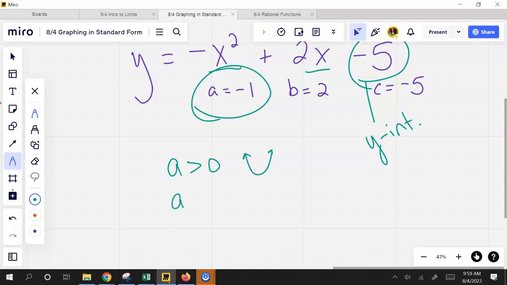But if a is negative, so less than 0, what do you think is going to happen to my graph? Upside down. It's going to be a sad parabola, right? It's going to open down. Everybody okay so far? Yeah. Yes.